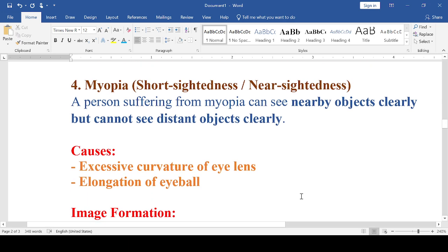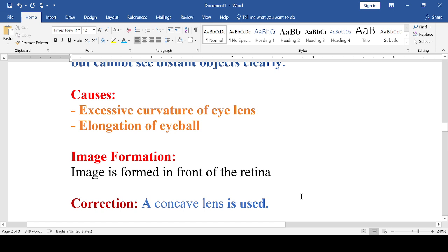How is it caused? What are the reasons? Excessive curvature of the eye lens and elongation of the eyeball are the causes. So how is the image formed? It is formed in front of the retina.